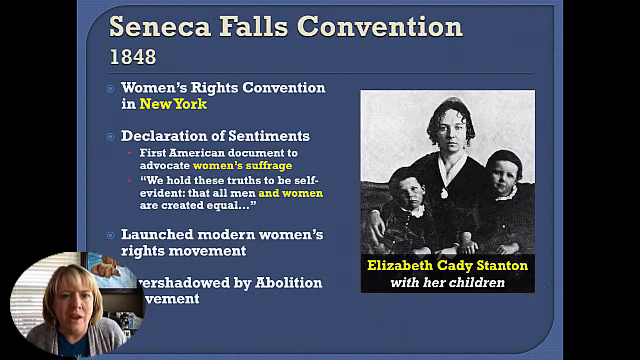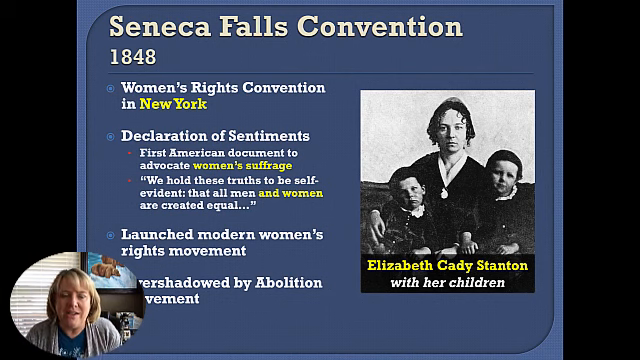It's going to take some time, but someone had to start it, and Mott and Stanton are the ladies who did that. One date you got to know, 1848, the Seneca Falls Convention. Write this one down. This was a women's rights convention in New York in 1848 where they drafted the Declaration of Sentiments. This was the first document that advocated for women's suffrage, the very first time women mentioned that they wanted the right to vote.